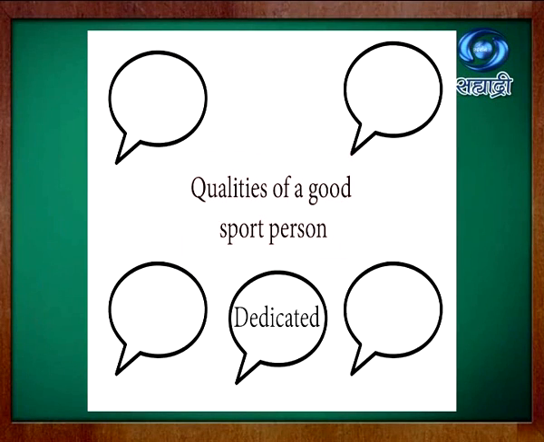So children, you will see now on your screen a mind map. In a mind map, we write the central idea in the central circle, and in the related circles around, we write the words we can think of. So, which are the good qualities that you can think of in a sports person? Please write them in the circles around. Children, I hope you were able to think of the qualities of a good sports person.